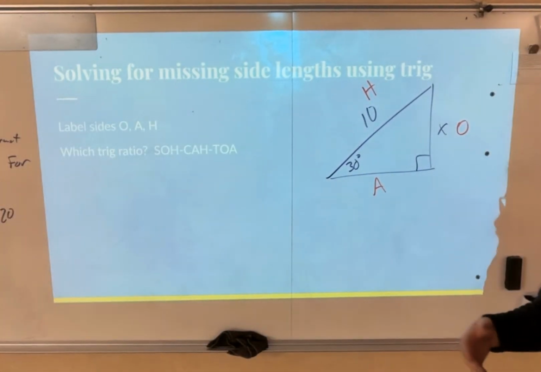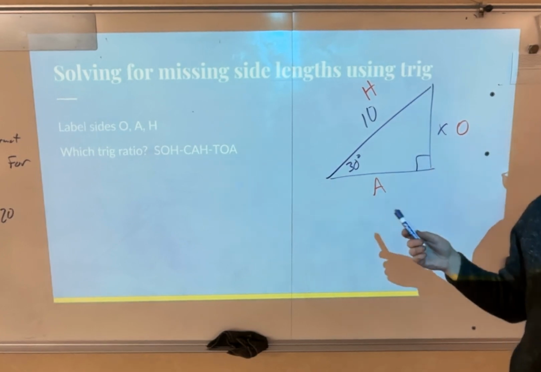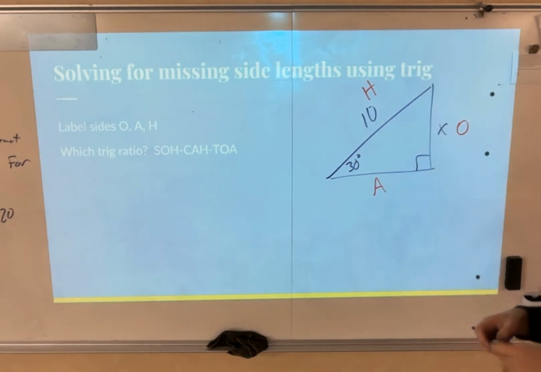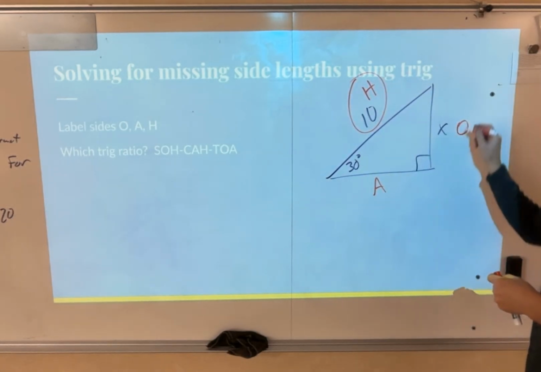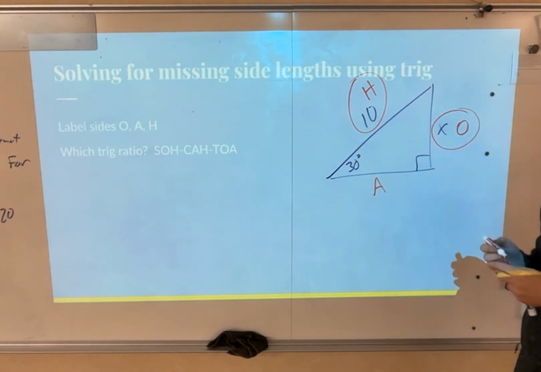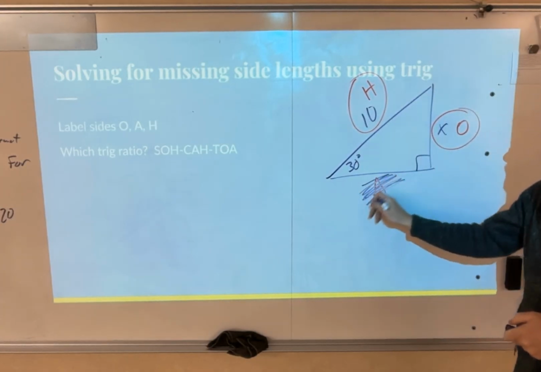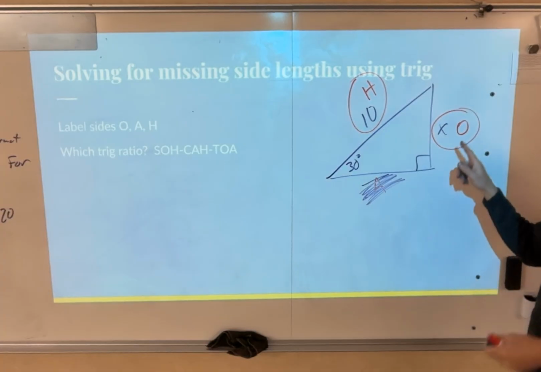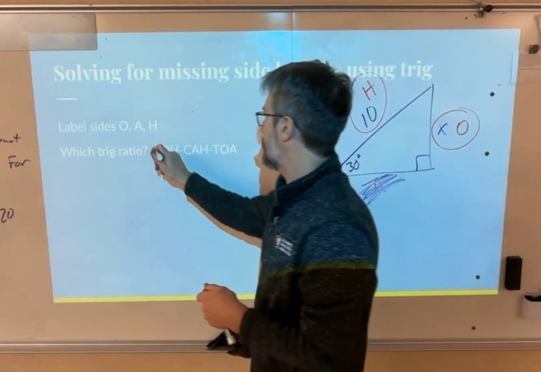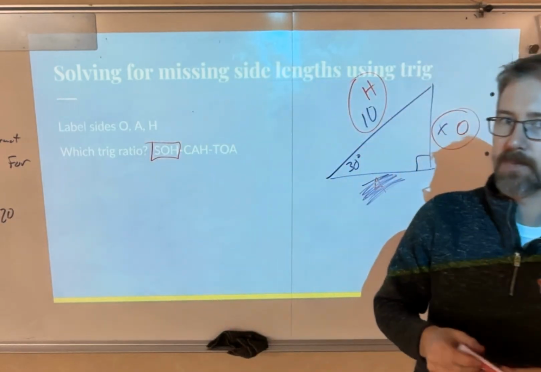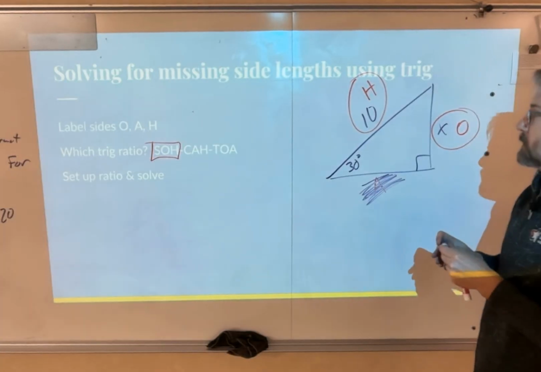All right, now which trig ratio am I going to use? I want to use the trig ratio that has the sides that have the information. I know what the hypotenuse is. I'm trying to find the opposite side. So the one side that I'm not really using here is the adjacent. So I want the trig ratio that uses the opposite and the hypotenuse, and that would be sine. So I'm using sine.